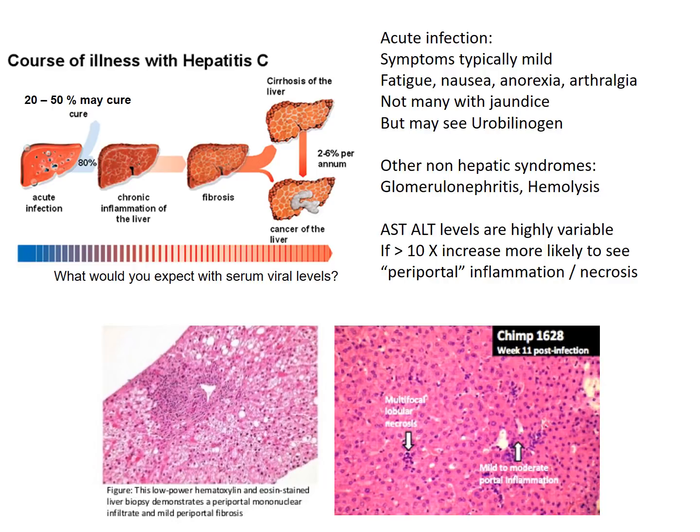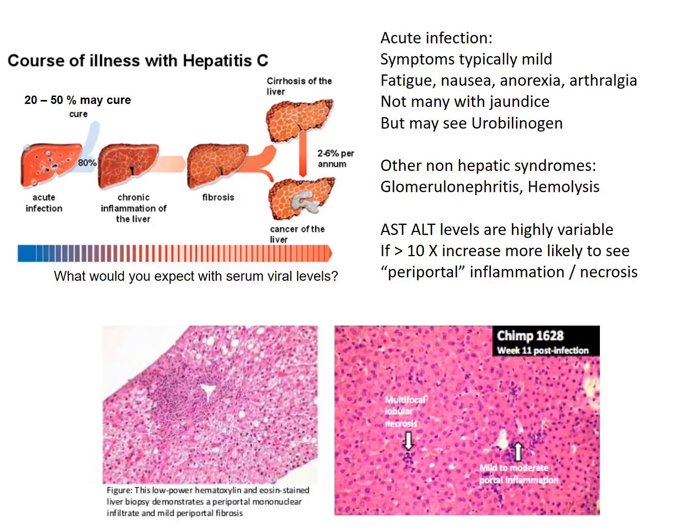The acute infection with Hep C symptoms are usually mild and contain some of those symptoms that we talked about with respect to general hepatitis: nausea, fatigue, anorexia, elevated bilirubin levels. Hep C has been associated with some non-hepatic syndromes, such as inflammation of the glomeruli and breakdown of red blood cells.